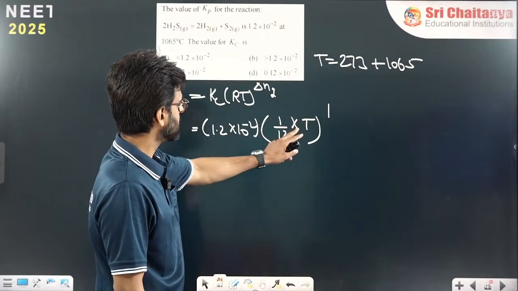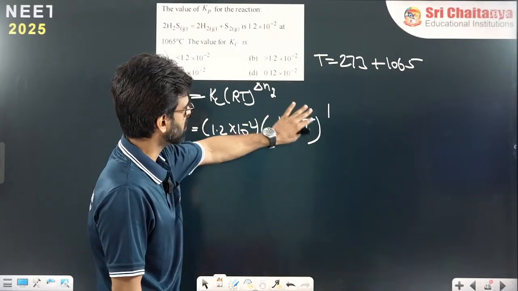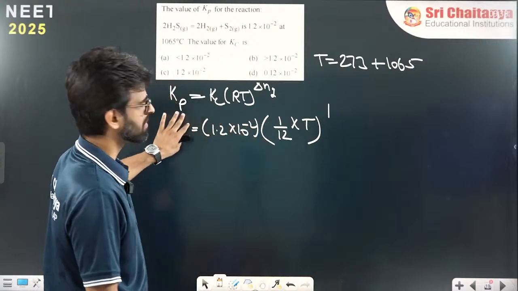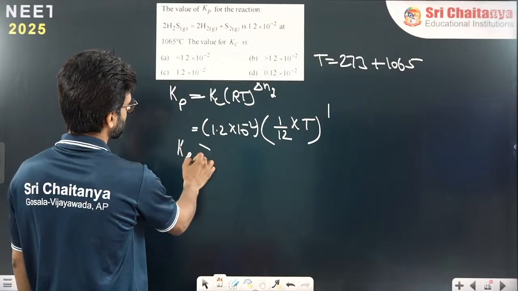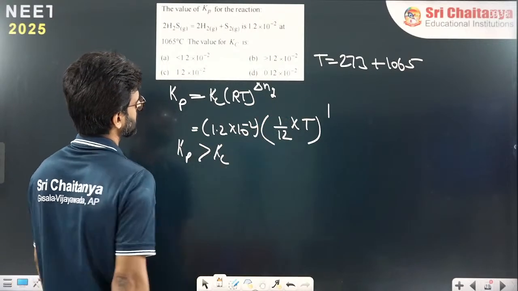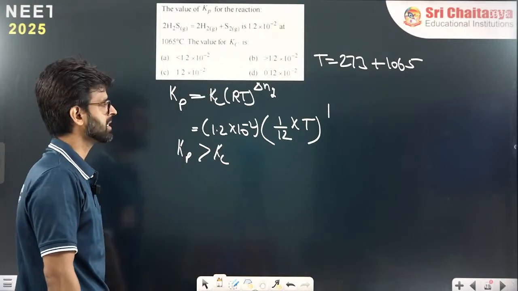It's a very big number, definitely. So overall the RT number here will be more than 1. If you multiply with this number, definitely Kp is coming more than Kc. So in this question, Kp will come more than Kc, because if you solve the value totally, T is very high. So you can say Kp is more than Kc. Easily you can answer from here. Good.